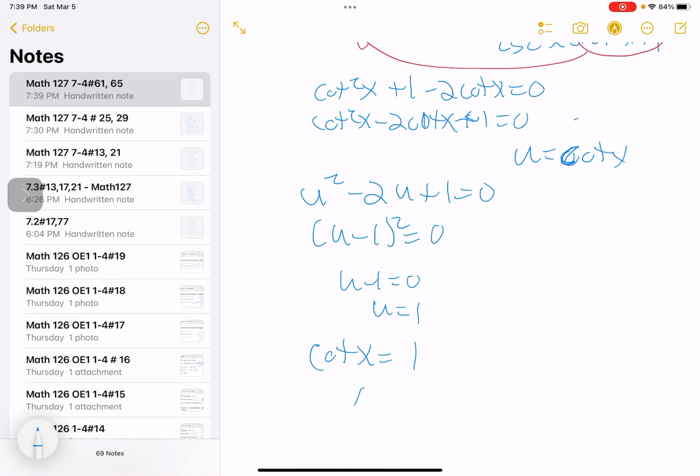So where does this happen? This happens in the first quadrant at pi over 4, and the third quadrant, 5 pi over 4. So I'm not checking these because I didn't do anything that's going to introduce extraneous solutions, but it's probably not a bad idea to check these answers. So hope that helps.